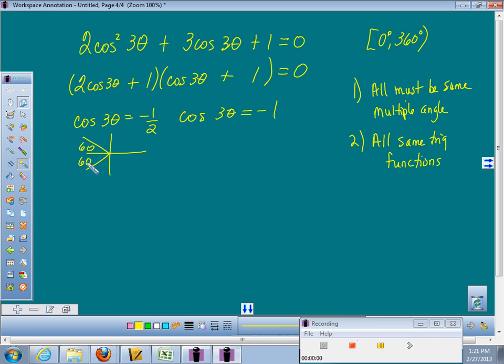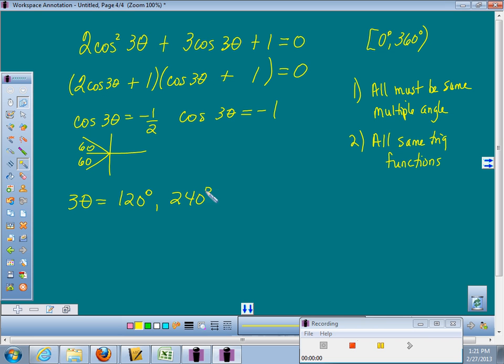It's 60. So now, here's the difference. I need you both to know how to do this. This is the key part. Okay, you're solving these angles. What angle are you solving for? The entire angle. We're solving for 3 theta. So when we get these answers, angle 3 times theta is going to be 120 degrees or 240 degrees.